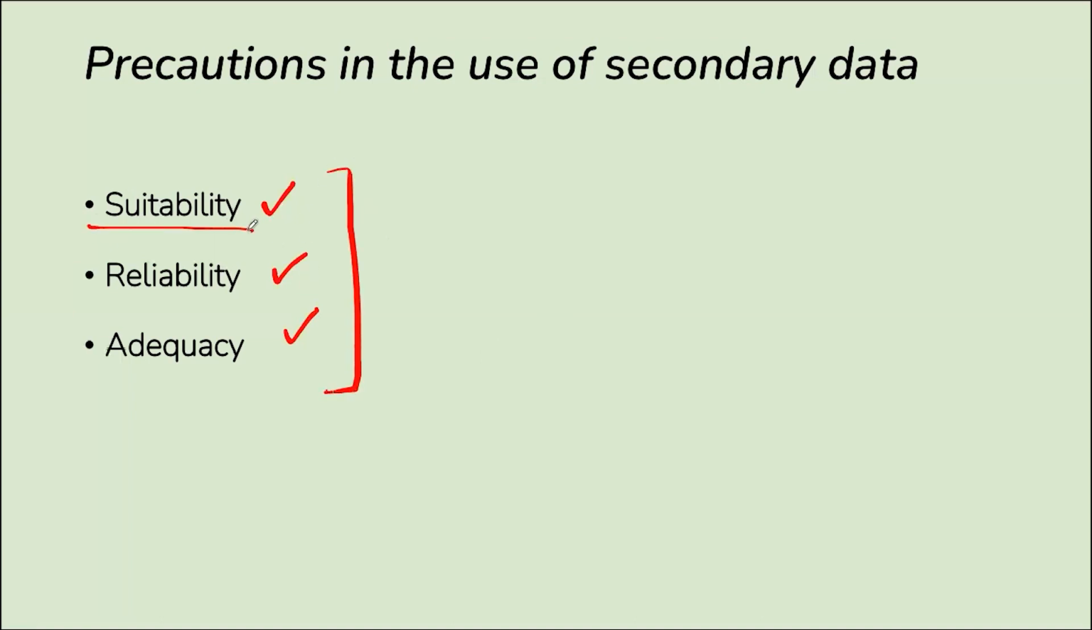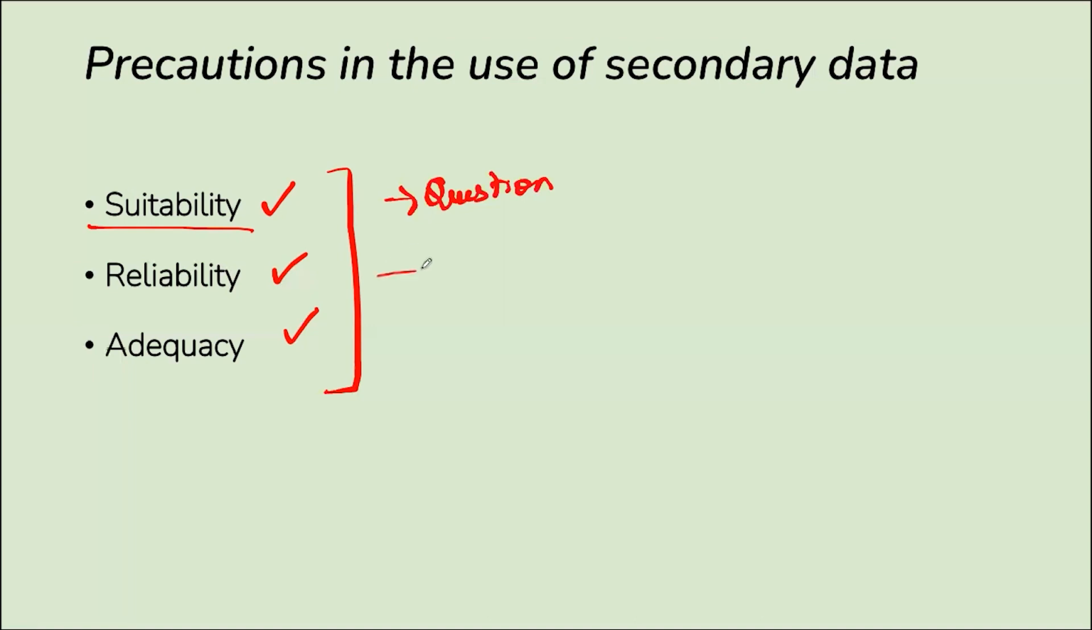Now let us see what we mean by suitability. Suitability means that the investigator should ensure that the data available is suitable for the purpose of the inquiry at hand. Whatever research question you have, the data which you are collecting or which you have should be suitable for that question. It should justify the nature and the scope of the investigation. Then second is reliability. It's very important to determine how reliable the data is and how confidently you can use it.